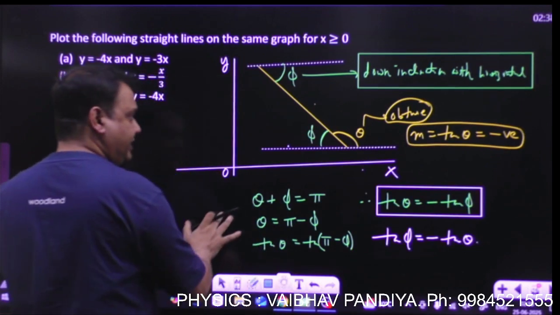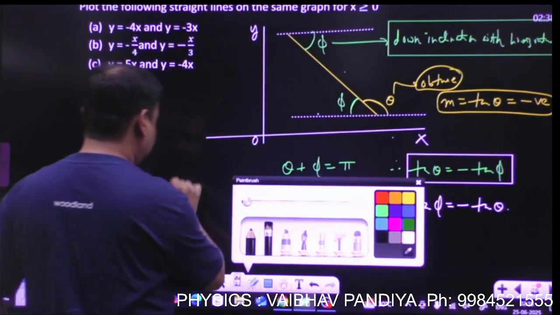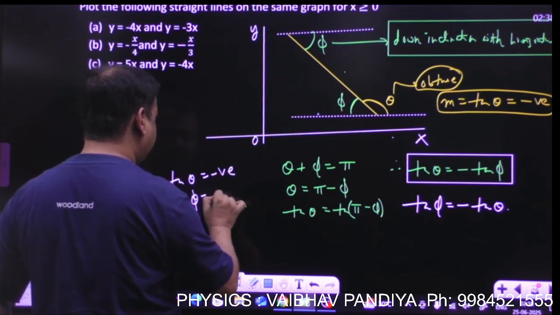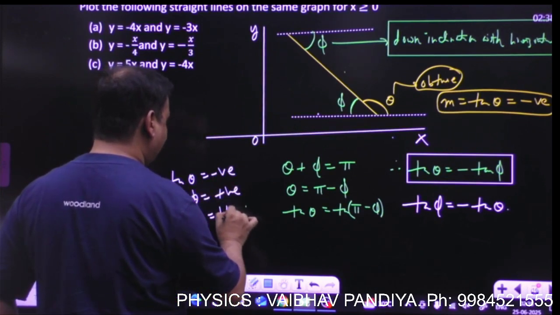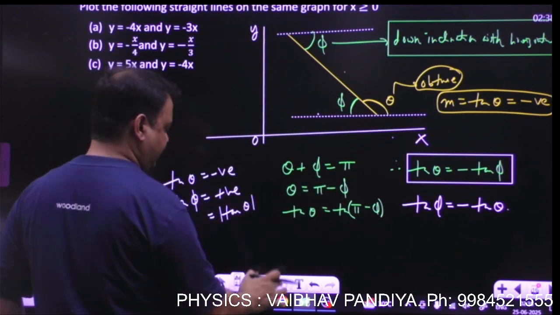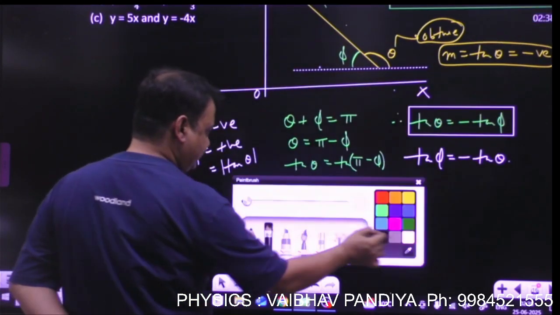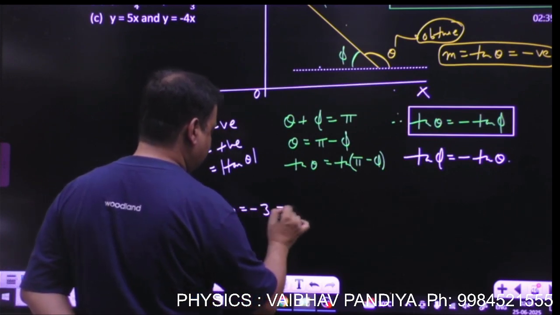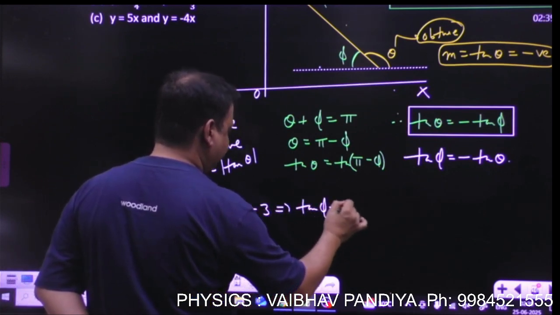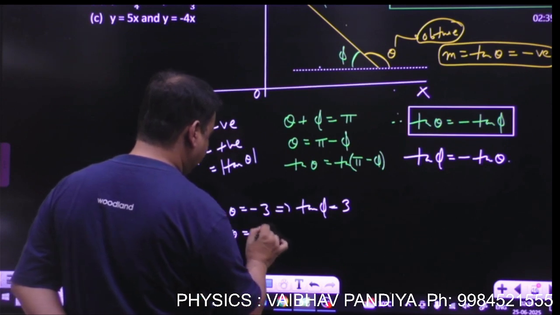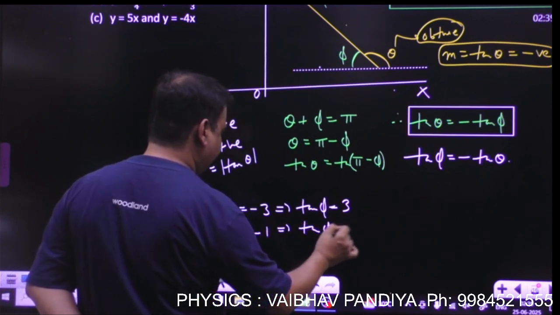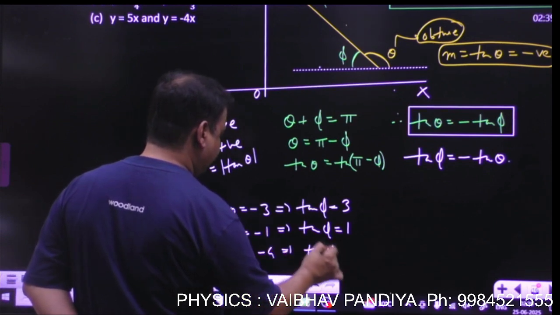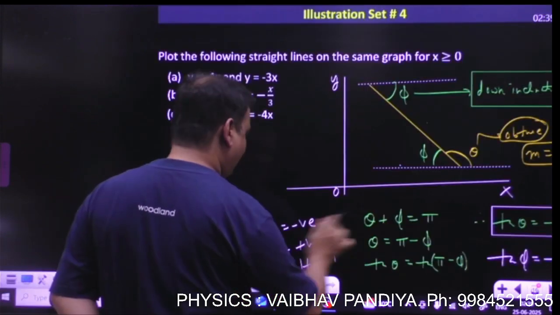So tan phi is positive, and the same you can say as modulus of tan theta, correct? It means if tan theta is minus 3, tan phi will be 3. If tan theta is minus 1, tan phi will be 1. If tan theta is minus 4, tan phi will be 4. Okay?